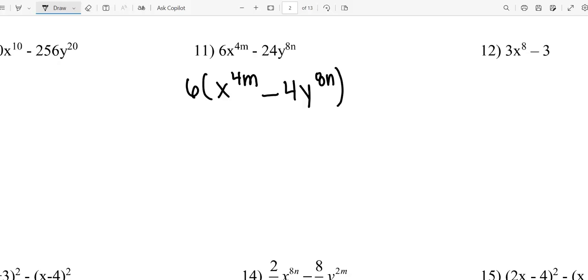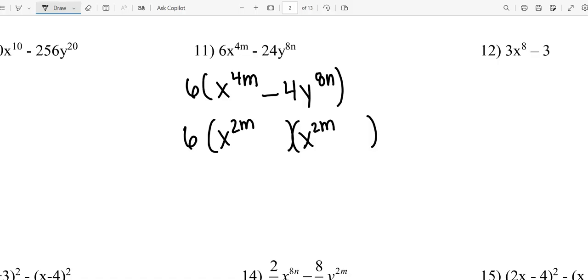Yes. Is there a difference? Yes. Are they perfect squares? Yes. So we can factor this into a difference of perfect squares. So 6, and then we'll split this into 2 factors. What multiplies by itself to give us x to the 4m? X to the 2m. Remember, you're adding your exponents when you multiply these x's. So 2m plus 2m gives us 4m.